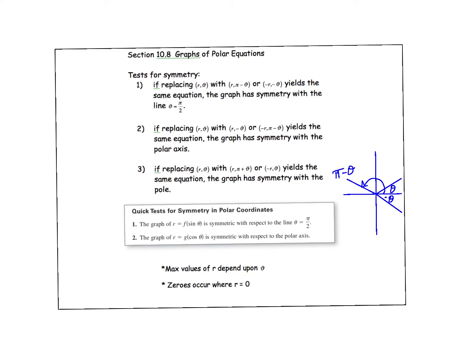Okay, so 10.8, we are looking at graphing polar equations. 10.7 is all about just the polar coordinate and understanding the grid that we're using, and now we're going to take a look at actually graphing this and comparing it with rectangular and so forth.